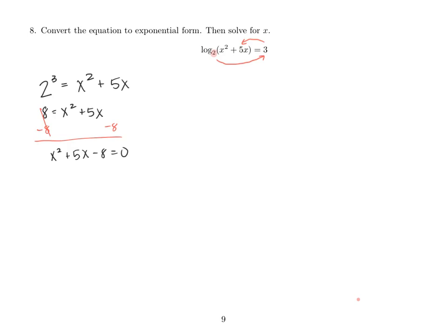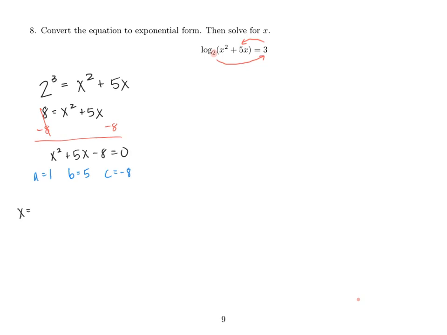This will not factor, so I'm going to have to use a different method. So I'm going to use the quadratic formula again. I was just checking to make sure this wasn't the same problem as above, but it's not. So a is 1, b is 5, c is negative 8. So we're just going to use the quadratic formula.